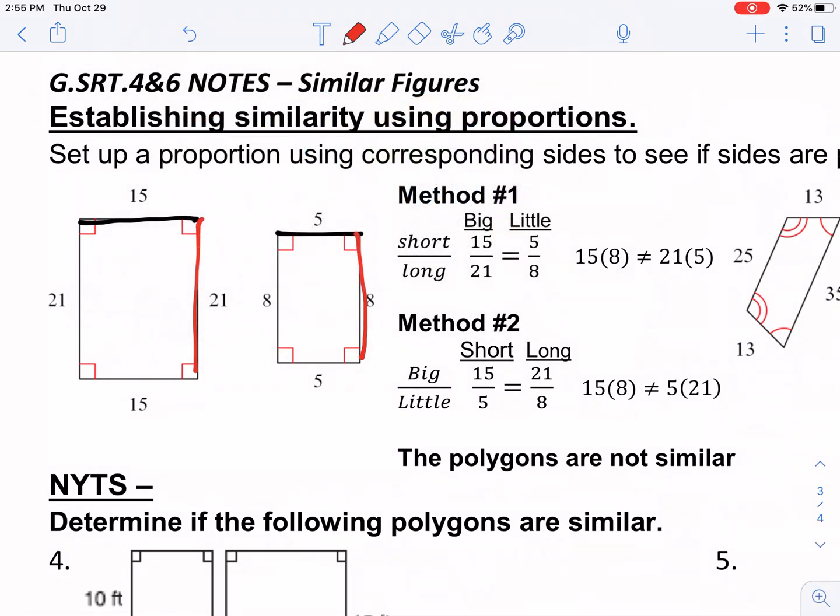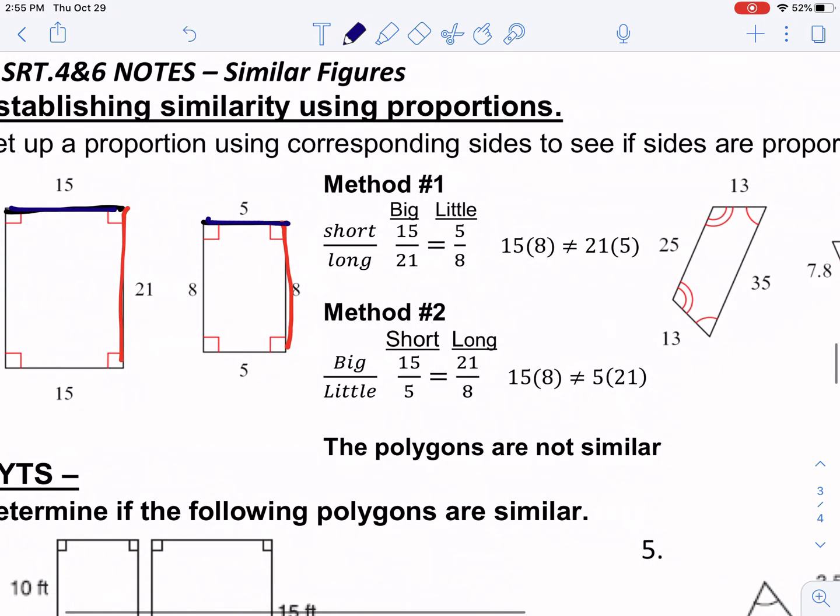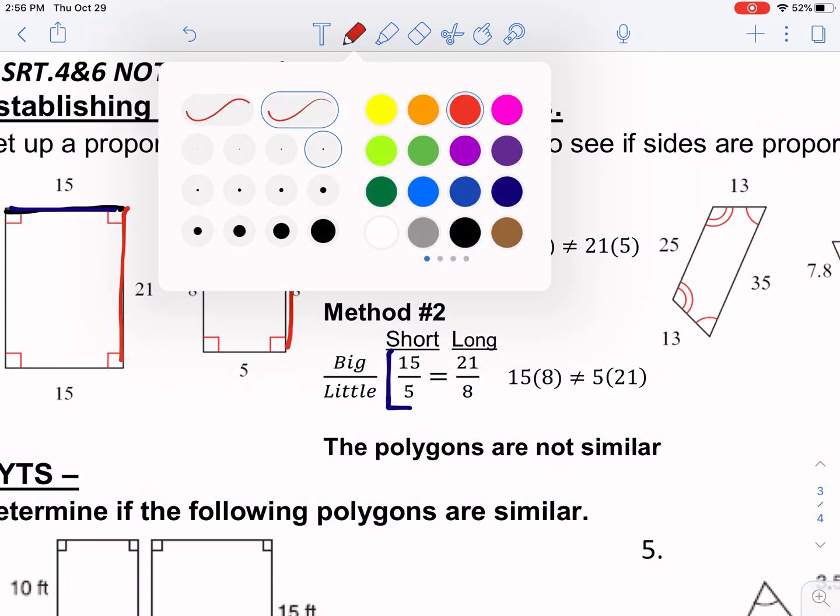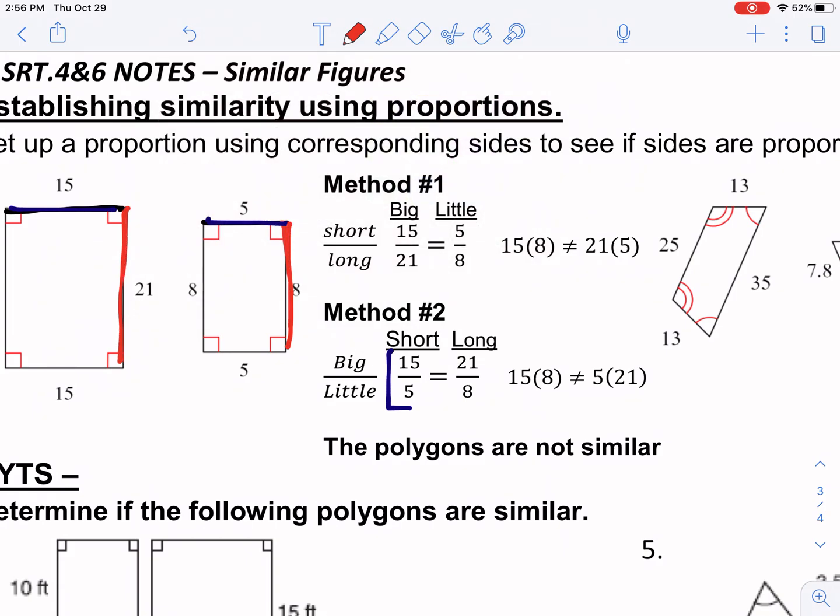So the first one says I have 15, let's use a different color here. I have 15 over 5. Those are the corresponding side lengths, so I can write that as a ratio, 15 over 5, the larger length over the smaller length. You could do smaller over larger. It doesn't really matter as long as you maintain that throughout. So then the next one would be 21 corresponds with 8. Now, if those two are similar figures, those two ratios should be the same.